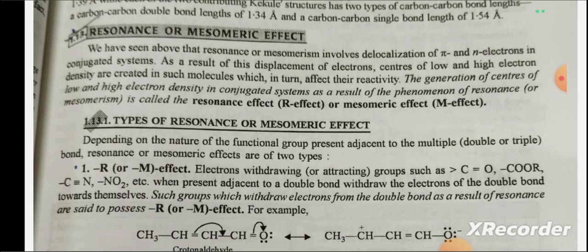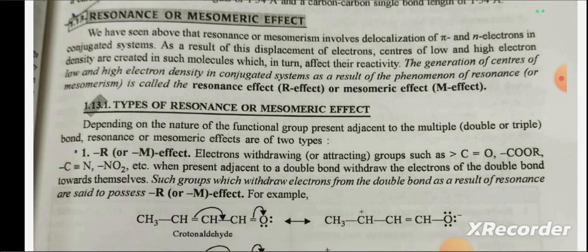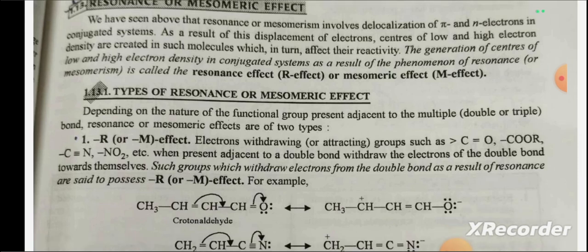Resonance or mesomeric effect. We have seen above that resonance and mesomerism involve delocalization of pi and n electrons in a conjugated system. As a result of this displacement of electrons, centers of low and high electron density are created in such molecules, which in turn affect their reactivity. The generation of centers of low and high electron density in a conjugated system as a result of the phenomenon of resonance is called the resonance effect or mesomeric effect, M effect.